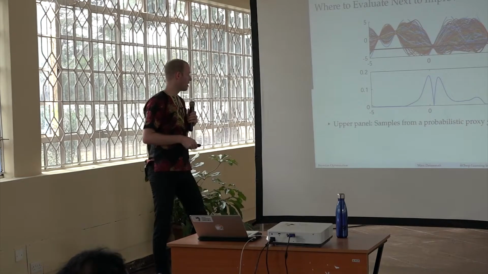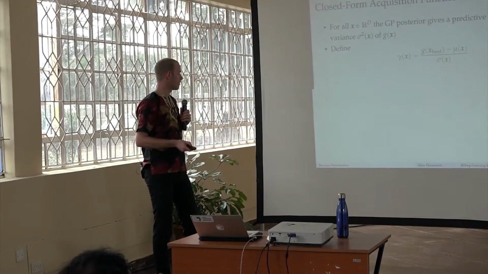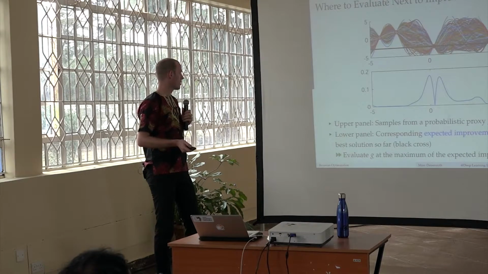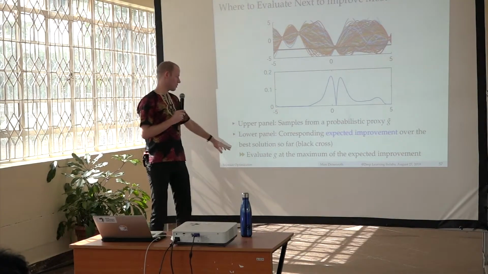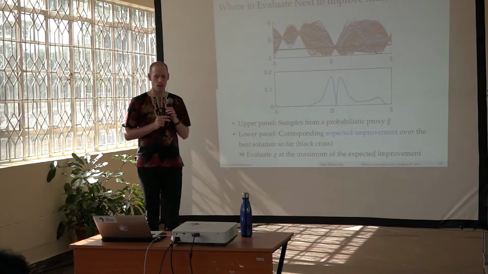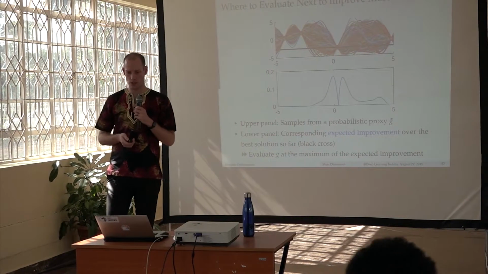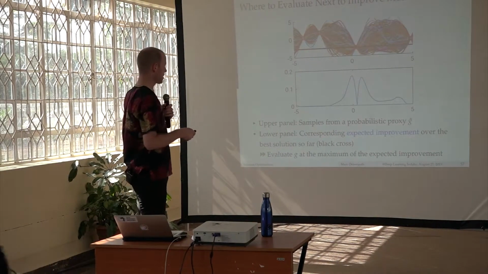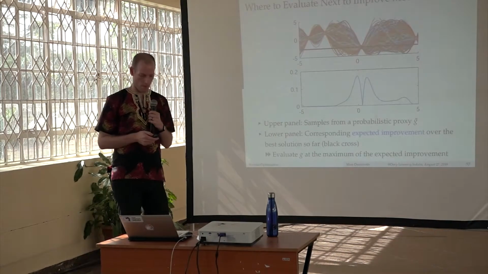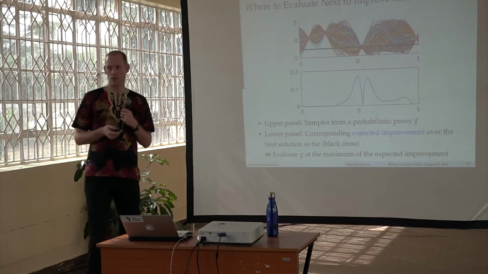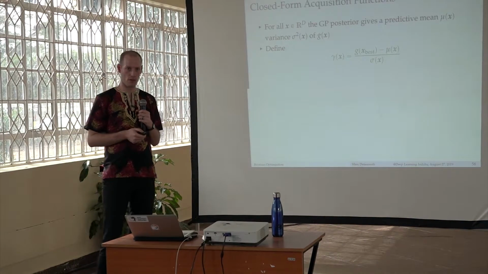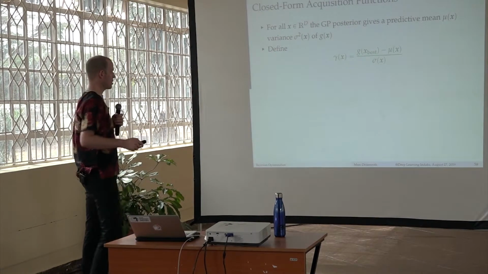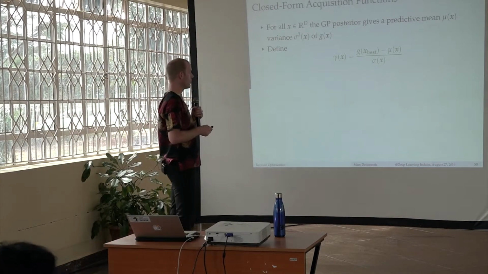Okay. Yeah, so this panel here is the expected improvement over the best solution so far, and then I would evaluate my expensive function at the point where my expected improvement is the highest. There are a few acquisition functions that we can compute in closed form. There are also other acquisition functions, but I just want to briefly go through 3 of them.